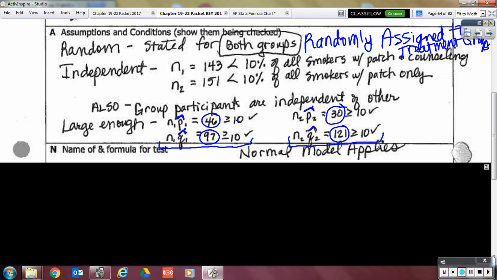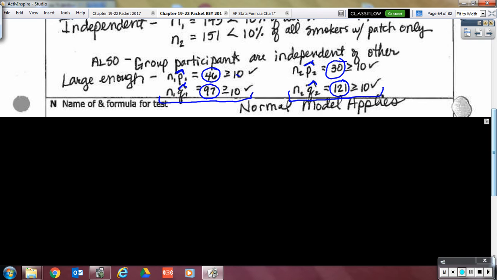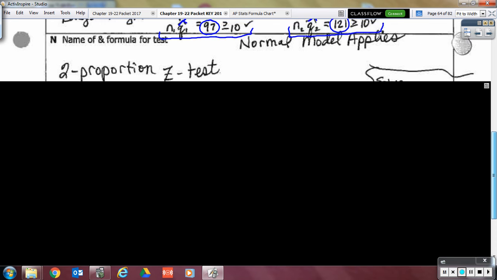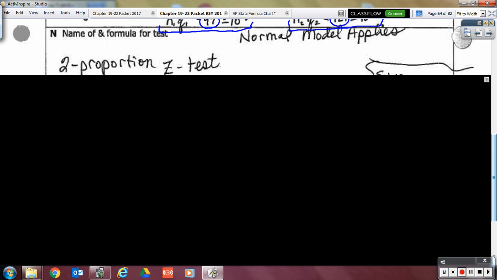All right. Now, so far has there really been much different than what we've done before? No. In my mind, other than doing two things, there's that one little condition added, pretty much the same. So here, name of our formula or test. What's the name of our test? Good, a 2 proportion Z test. And now here comes the magic.